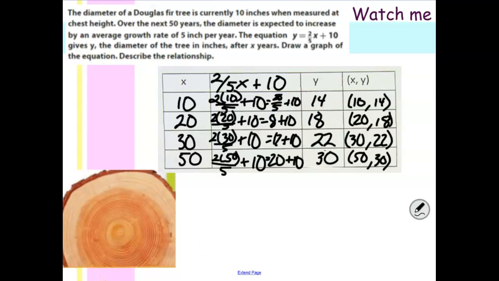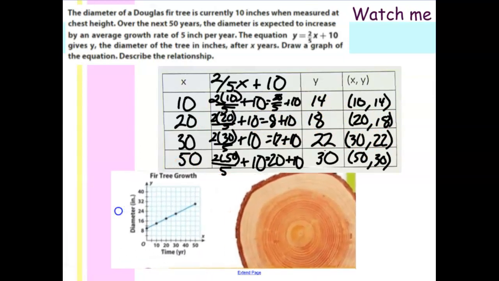All right, well, you're welcome, because that was not exciting at all. So I have finished doing my math here. I've gotten my points, and then I can take those points and make a graph and see how my tree is predicted to grow right there.